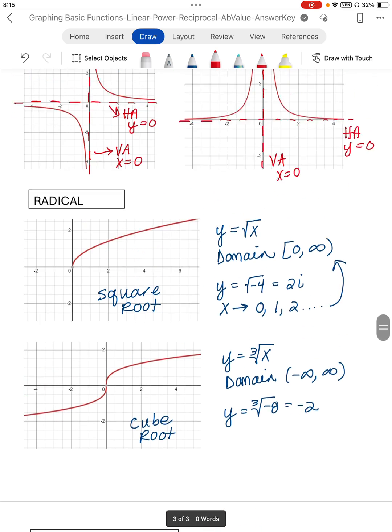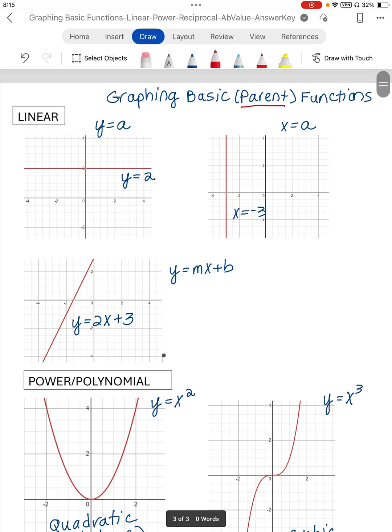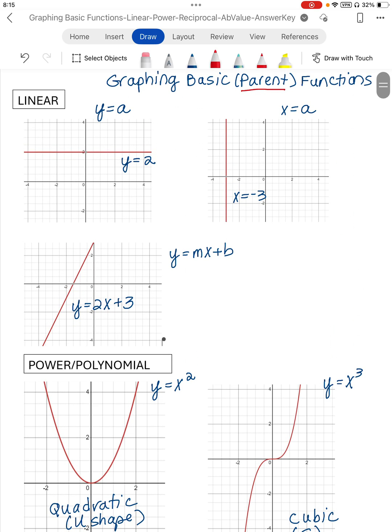So all of these graphs are graphs that you want to memorize, and you just want to have a general idea of how they look. You also want to be able to graph functions that have these properties to them. And we will talk about that a little bit more as we progress this semester.